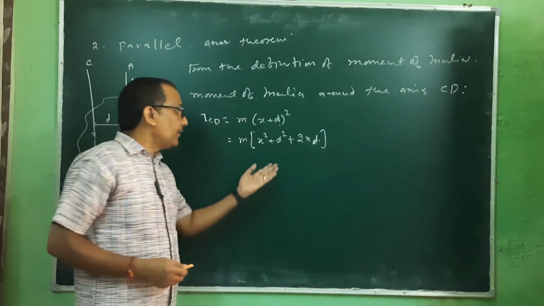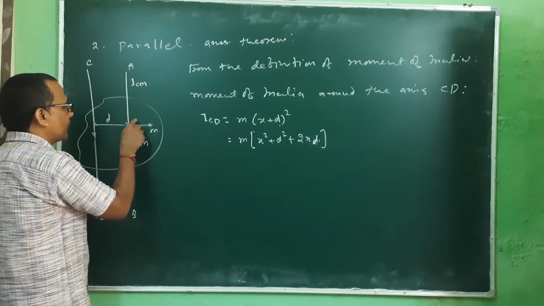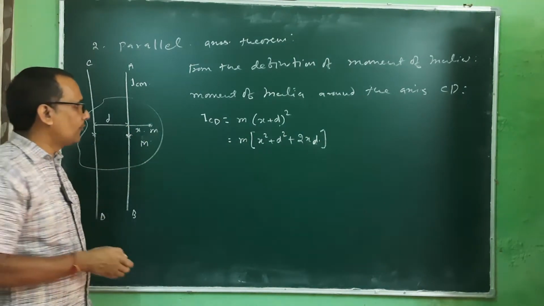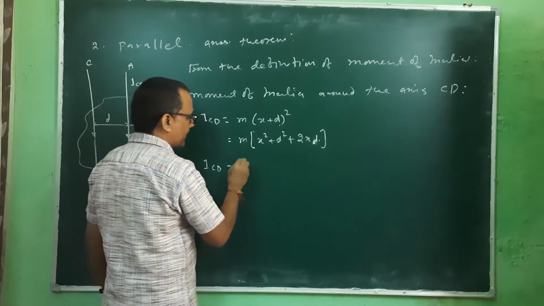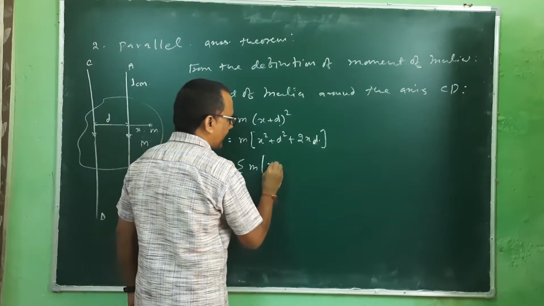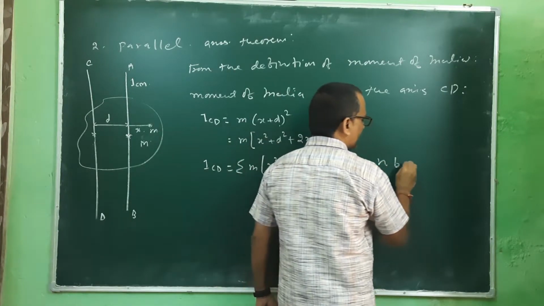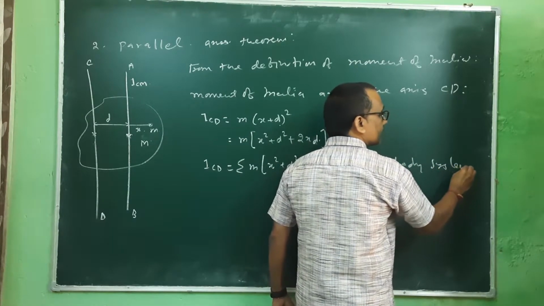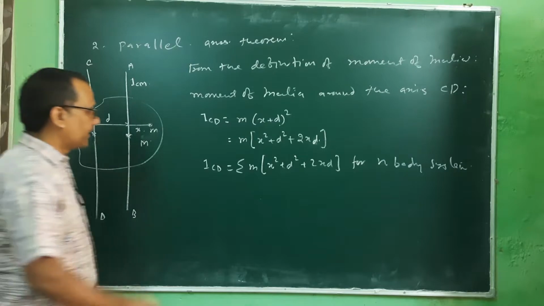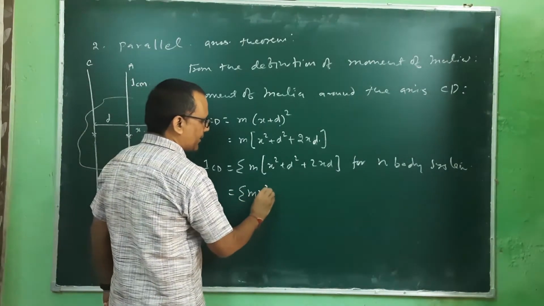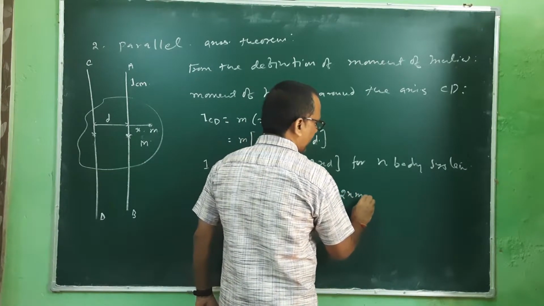So if we generalize this for all particles of this body, these particles may be somewhere here, somewhere here, then the total sum will be ICD equal to the summation of m times x square plus d square plus 2xd for an n-body system. So when we generalize for the complete body, this is the relation. And one can write this as the summation of mx square plus the summation of md square plus the summation of 2xmd.